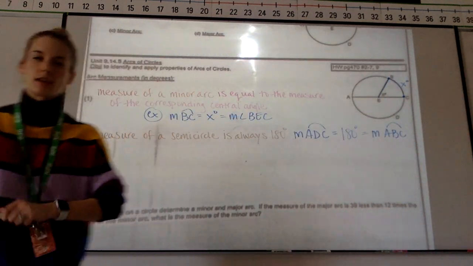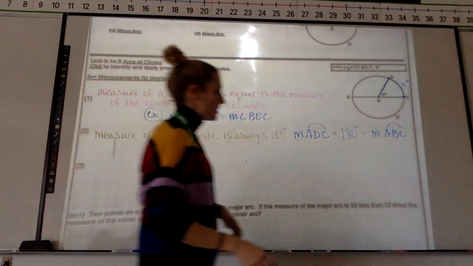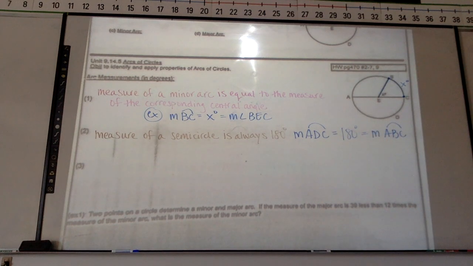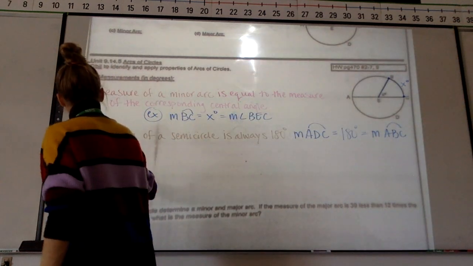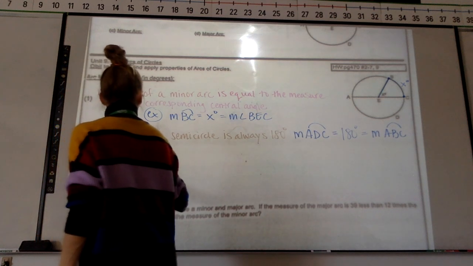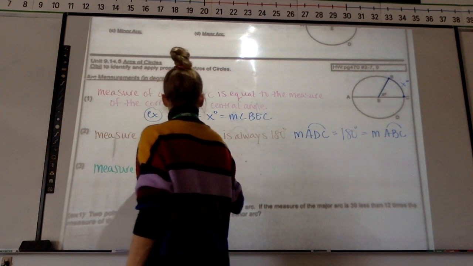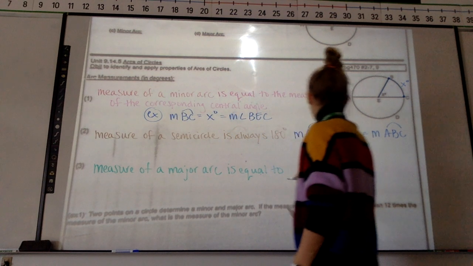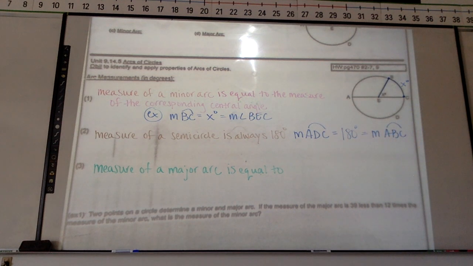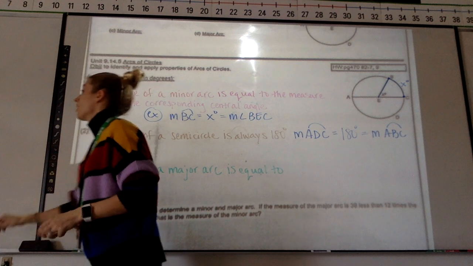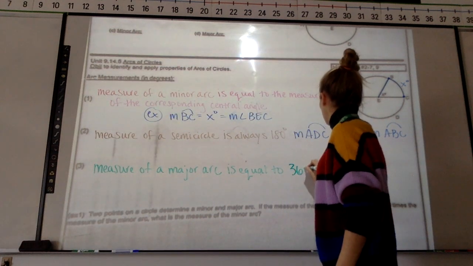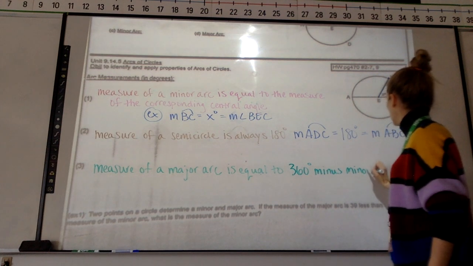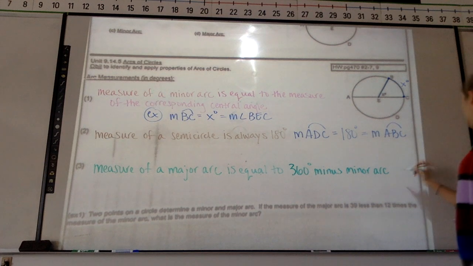All right, I don't think that's anything like earth-shattering to you guys. So we've talked about minor arc, we've talked about semicircle. Let's talk about a major arc then. So the measure of a major arc is equal to 360 minus the minor arc it intercepts.